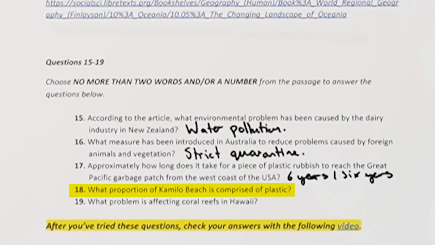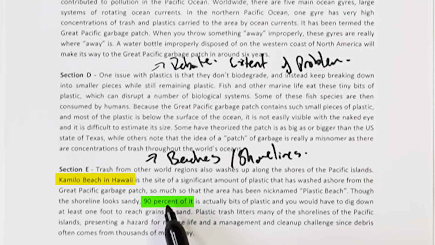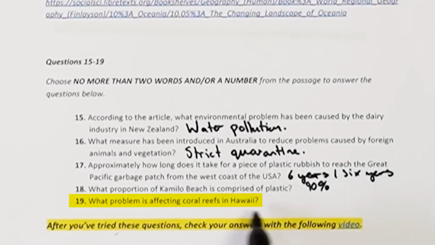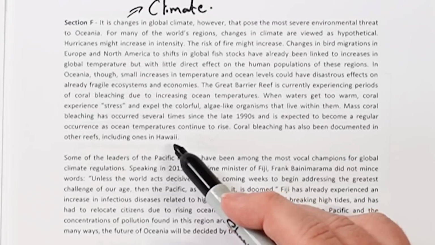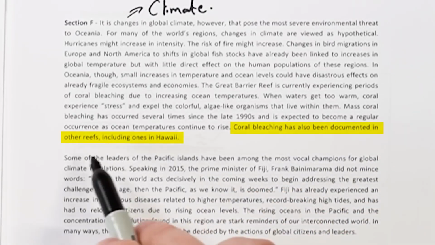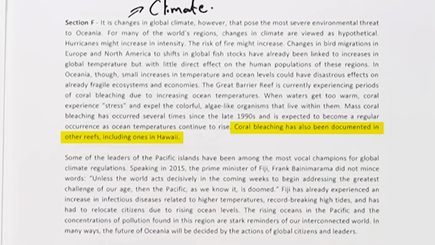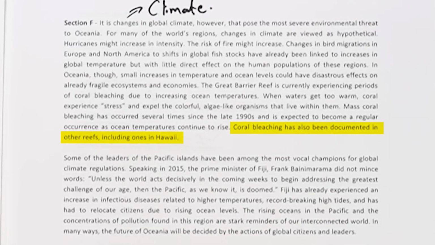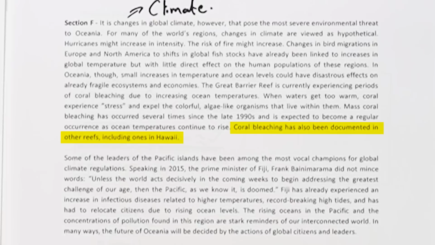What proportion of Camillo Beach is comprised of plastic? Where is Camillo Beach? Talking about beaches. Camillo Beach, 90%. What problem is affecting coral reefs in Hawaii, including ones in Hawaii? Coral bleaching has been documented in other reefs, including ones in Hawaii. Now, you might not know what coral bleaching is, but it doesn't sound great.